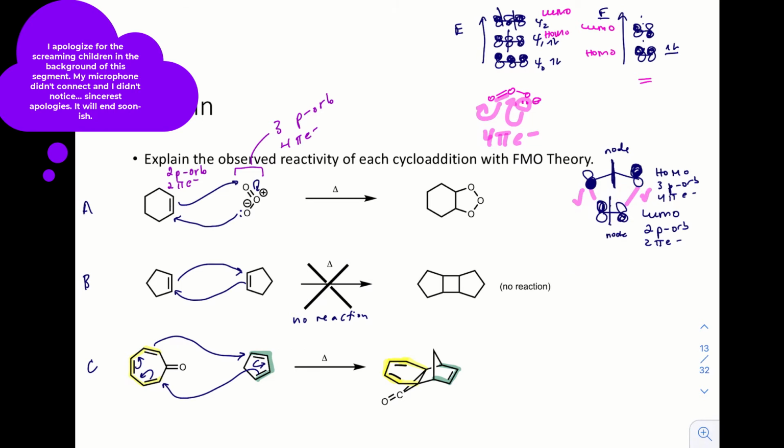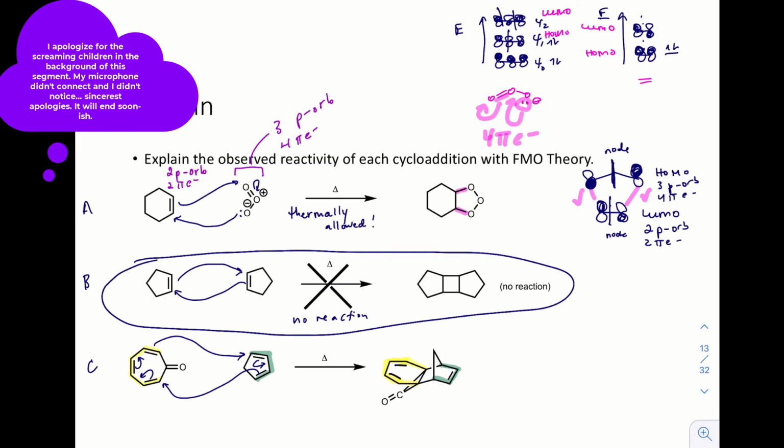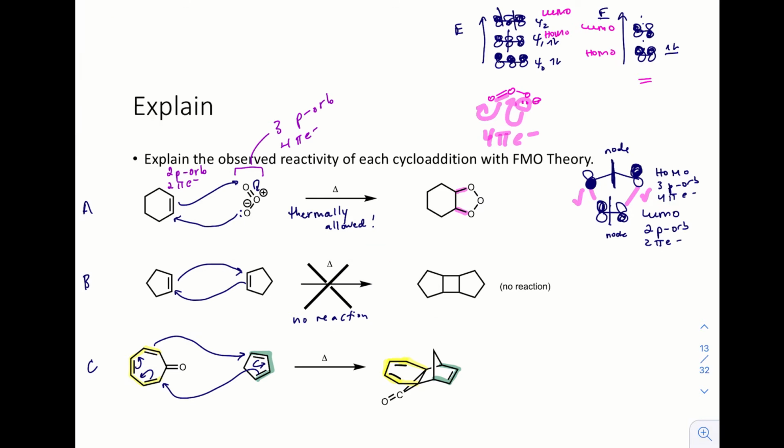Okay, good. So if there's overlap on both sides where these new bonds are formed, that means the reaction will be thermally allowed. In the case of reaction B, I've told you, it's not observed. The reaction is not observed, and it is thermally forbidden.